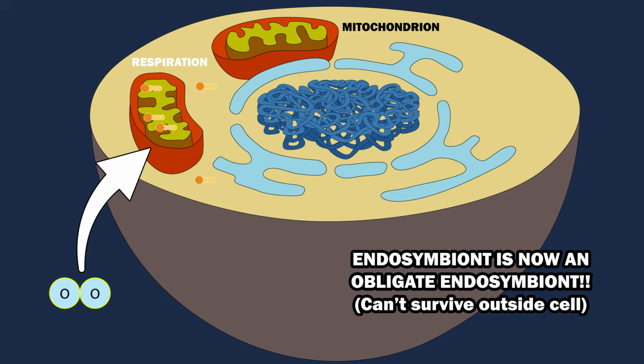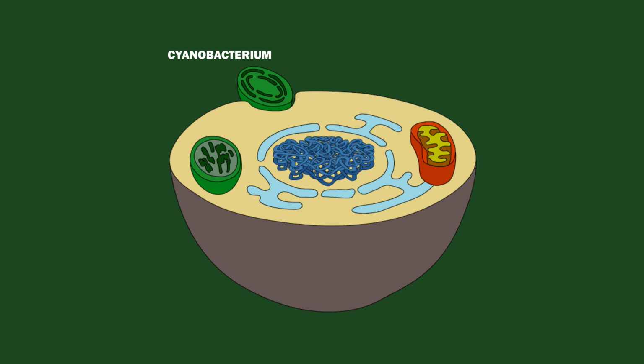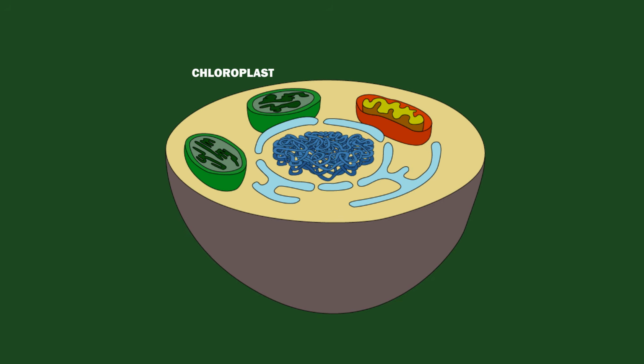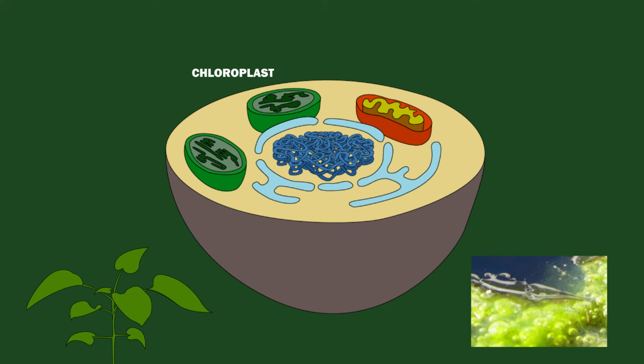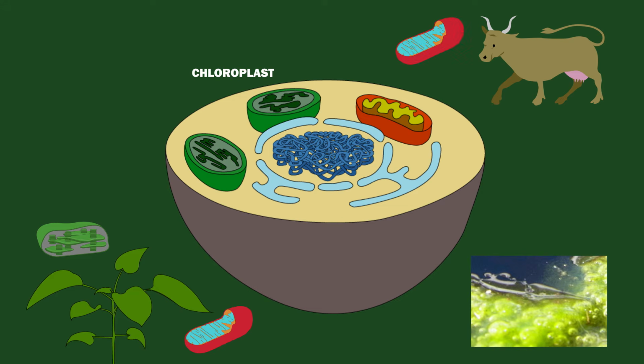At this point, the endosymbiont became an obligate endosymbiont, meaning it cannot survive on its own outside the cell. Sometime later, the same process occurred with the cyanobacterium, which became the chloroplast. This eukaryote was the ancestor of plants and algae. We know that chloroplasts evolved later because plant cells have both mitochondria and chloroplasts, while animal cells have only mitochondria.